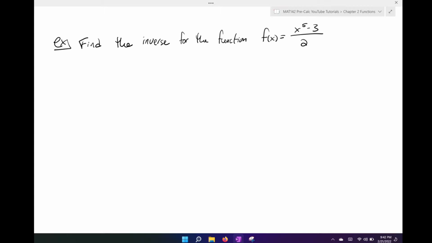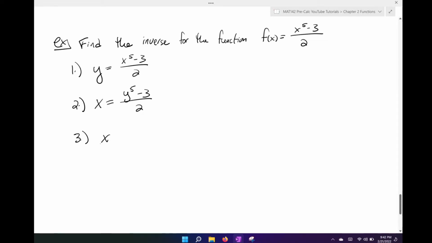Find the inverse for the function f of x equals (x^5 - 3)/2. So step one, replace f of x with y. So that's what I'm going to do. Step two, swap the positions of x and y. So I get x equals (y^5 - 3)/2. Step three, go ahead and solve for y.